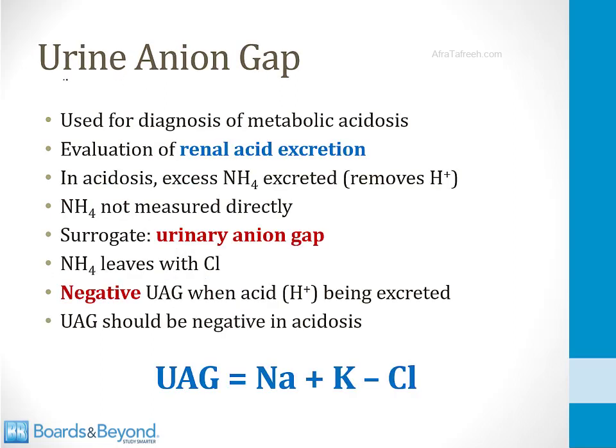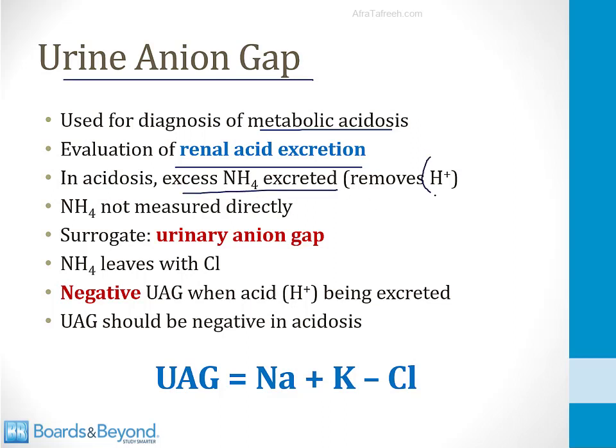Let's talk about the urine anion gap. This is a measurement you can make in patients with metabolic acidosis that can be helpful in determining the cause. In particular, it can be helpful for making the diagnosis of a distal RTA. So the urine anion gap is an evaluation of urine acid excretion. When you have an acidosis, lots of ammonium is excreted, and the ammonium carries hydrogen ions with it. So that's why ammonium helps you to excrete acid from the body.